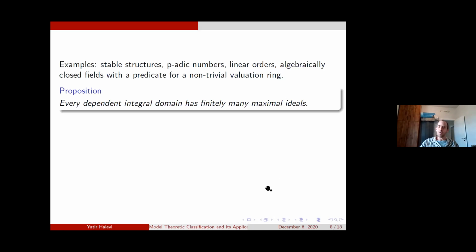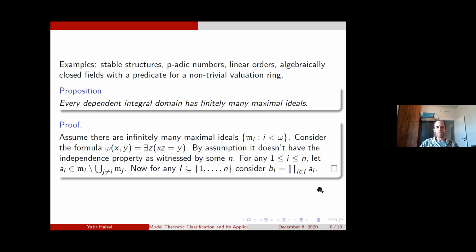Now, as before, let's give a nice application of the definition to integral domains. Every dependent integral domain has finitely many maximal ideals. Let's see why this is true. Assume there are infinitely many. Really, the proof will actually show that there's a bound on the number of maximal ideals, and this bound will be the VC dimension of the formula. But we didn't talk about what VC dimension is, so let's just assume there are infinitely many, and we'll get a contradiction.